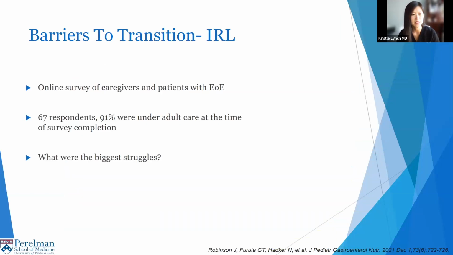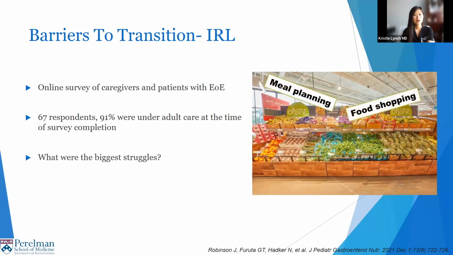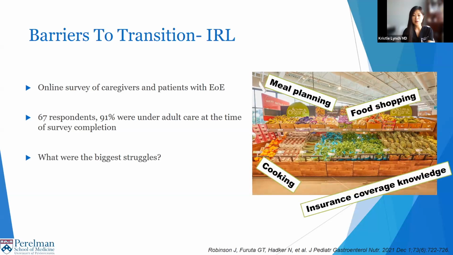So let's talk briefly about barriers to transition in real life. This is an online survey of caregivers and patients with EoE. There were 67 respondents, and 91% of these people were under adult care at the time of survey completion. So the main question I wanted to highlight is, what were the patients' biggest struggles as they transitioned over to adult care? The main ones were meal planning, food shopping, cooking, and insurance coverage knowledge.